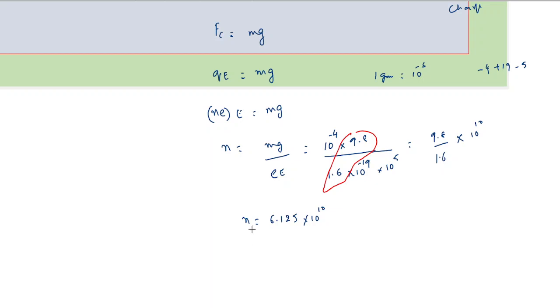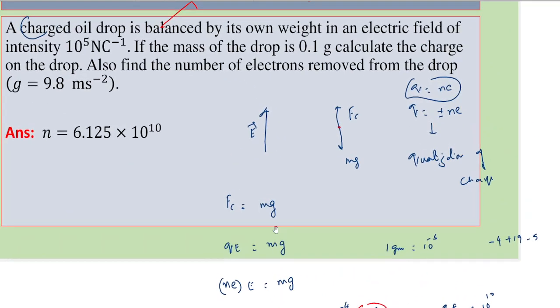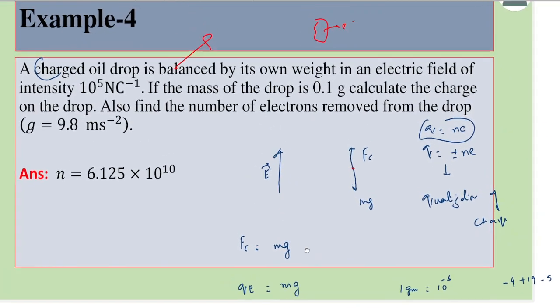So if this much number of electrons are removed, in that case the oil drop would be balanced by its own weight.